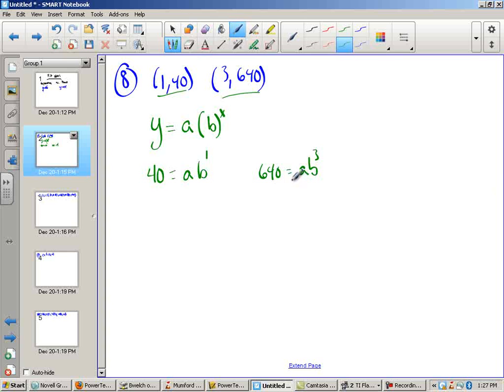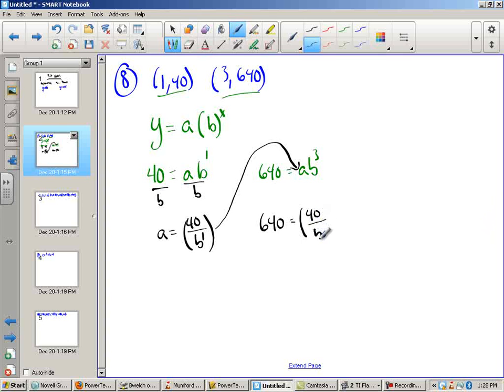Now what this allows me to do is to isolate a in one of these equations. So over here, I'm going to get a alone. This is just b to the first, or b. I'm going to divide by b. And that gives me the ability to say that a equals 40 over b. And that b, remember, has a first power. If I take this information and plug it into the other equation, I would have 640 equals 40 over b to the first times b to the third.